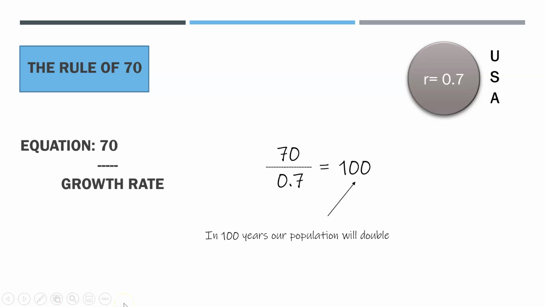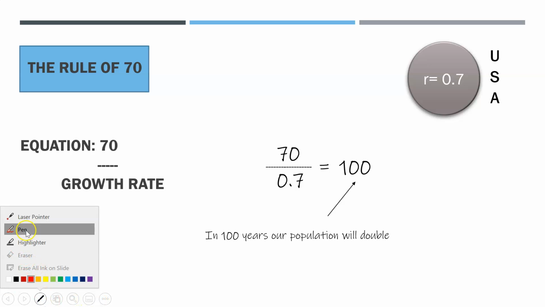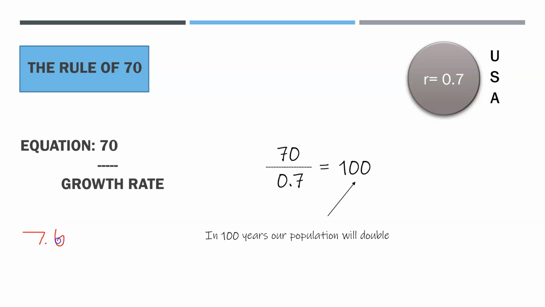To give another example, if we had the current population of the world, which is 7.6 billion, we have a current R percent of 1. This makes our math pretty easy. It means we just take 70, divide by 1, and then we know it'll take 70 years for the current world population to double to about almost 15 billion people.